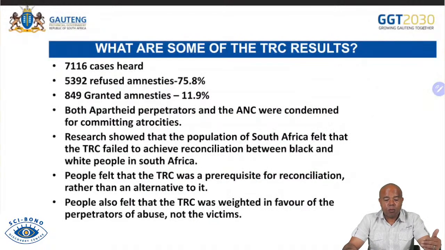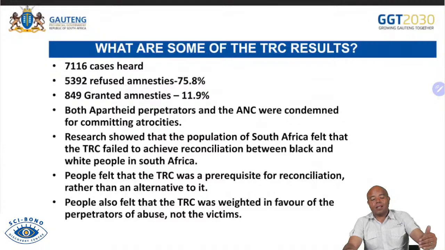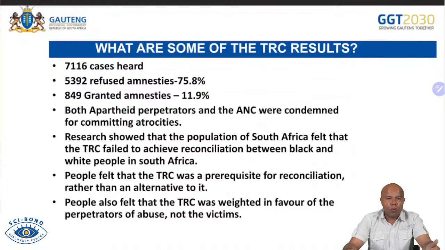Then, what are some of the TRC results? So we need to understand about 21,000 people applied for amnesty. Take note, most of the perpetrators, it basically came from the National Party side.